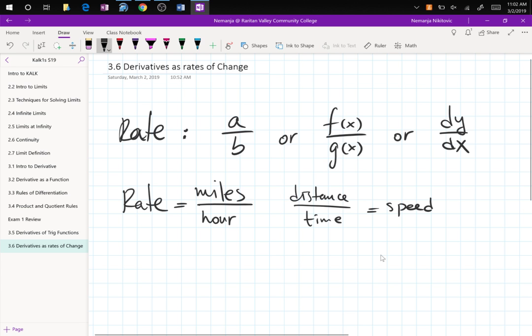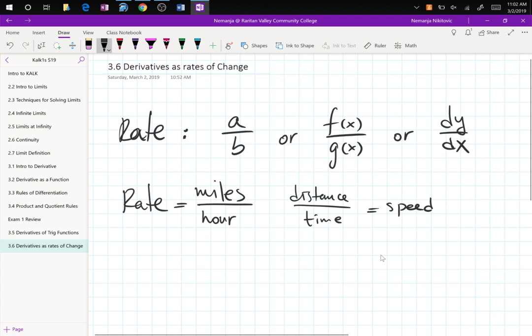Now, in this lesson, we are going to distinguish between the average rate and instantaneous rate. Average rate would be the one that you learned a long time ago, which is just the slope of the line or the average, right? And the instantaneous rate would be the derivative. So that's what we are going to make clear today.